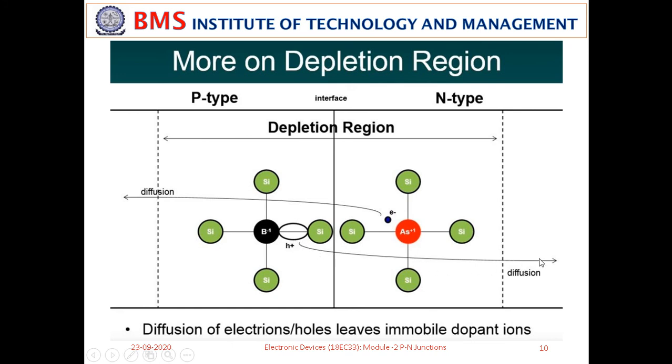This empty position can now accept electrons. You can see the holes get diffused to the place where holes are fewer in number. This direction shows that holes are moving from the p side to the n side. This is called diffusion.